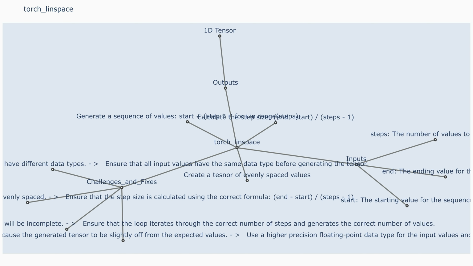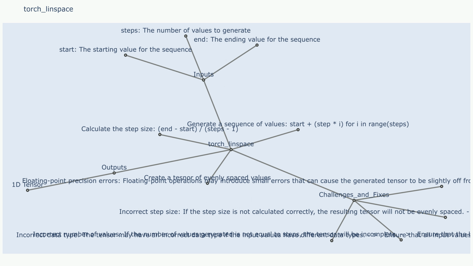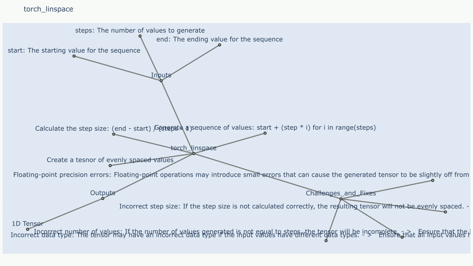torch.linspace. Description. torch.linspace is a PyTorch function used to create a one-dimensional tensor of evenly spaced values within a specified range. It's particularly useful for generating data points for plotting, sampling, or creating evenly spaced sequences.